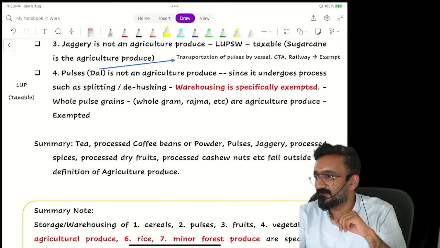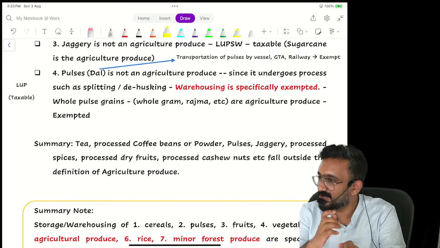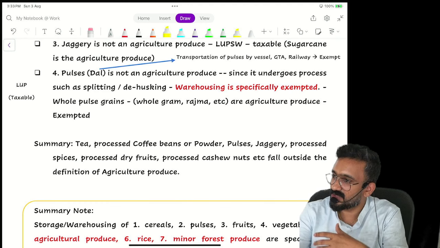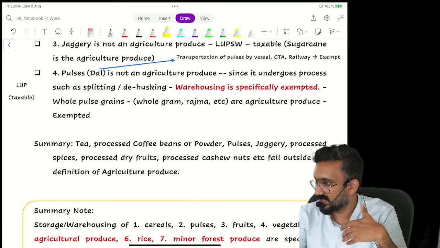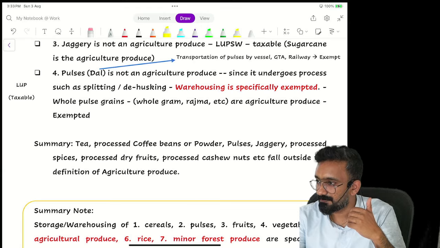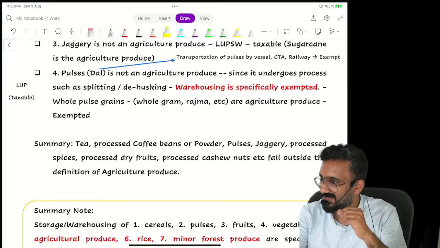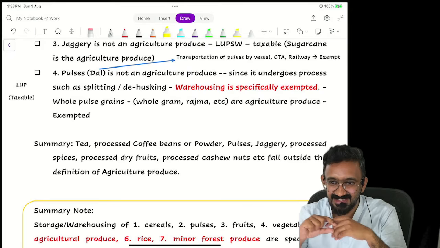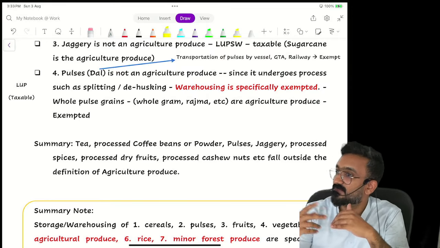Okay, so this husk you have to remove, then you have to split. Every pulse that you look at is split. So they're saying that it has to go through multiple processes. So what is agriculture produce? Whole pulse grains, like your green grams, channa gram, and your rajma dal, the big giant looking ones. All these are considered to be agriculture produce. Pulses are not. However, I have two more questions.